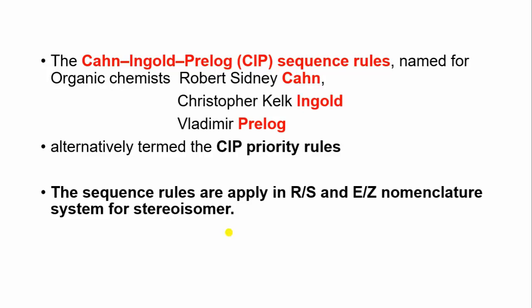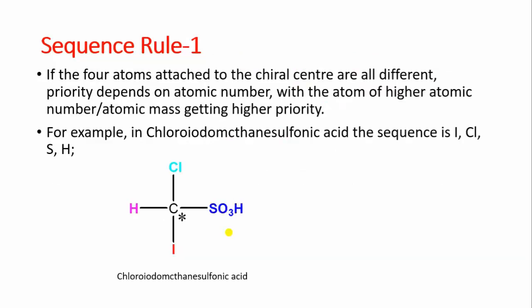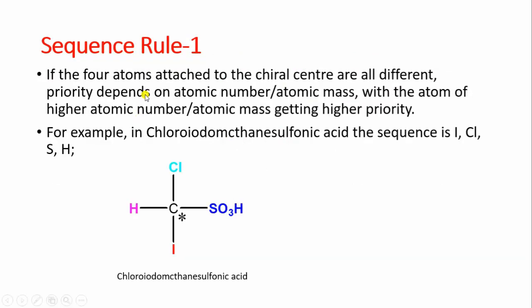So let's start with the sequence rules. There are a total of 3 sequence rules. Let's see them. Sequence rule 1: if the 4 atoms attached to a chiral center are all different, priority depends on the atomic number or atomic mass, with the atom of higher atomic number or atomic mass getting higher priority.